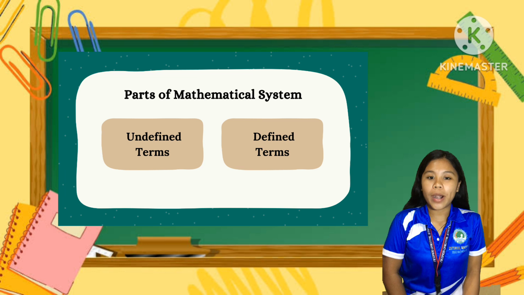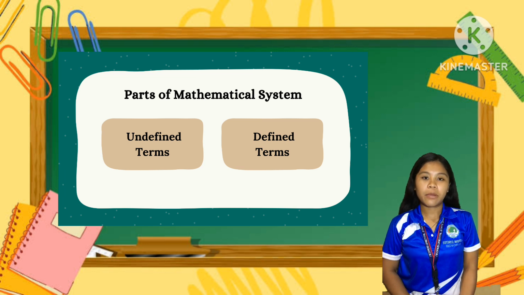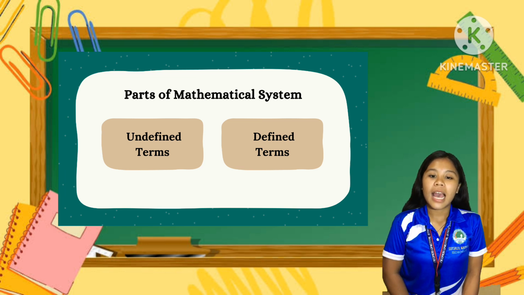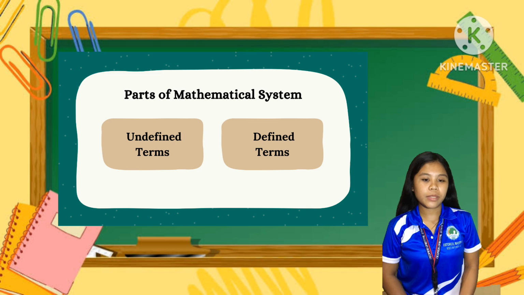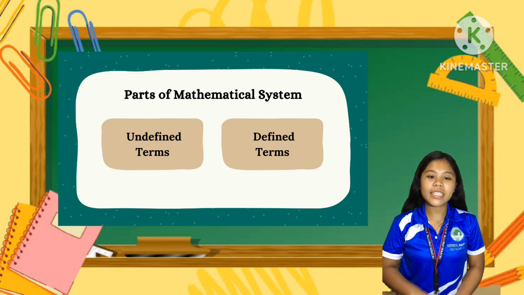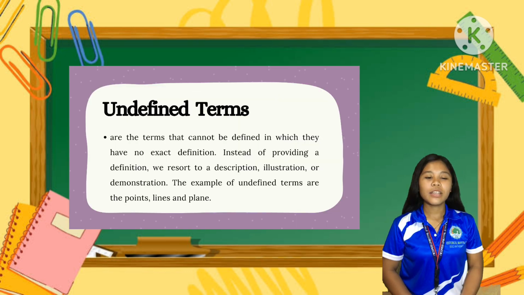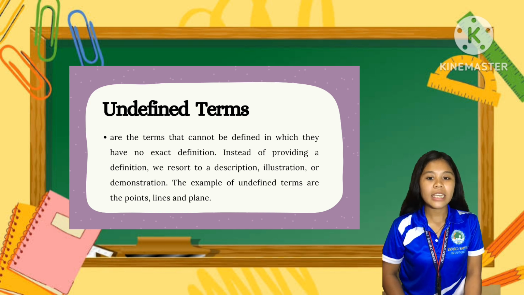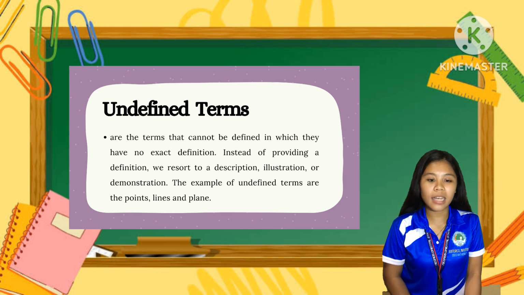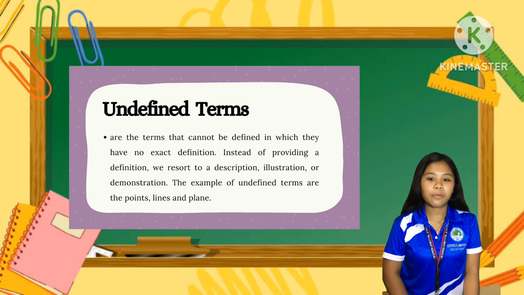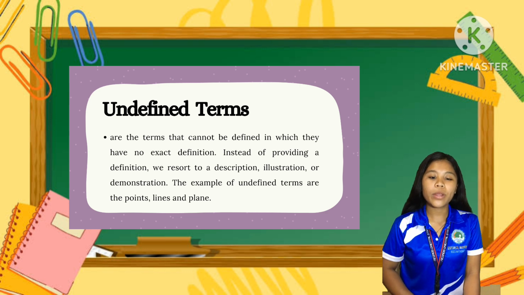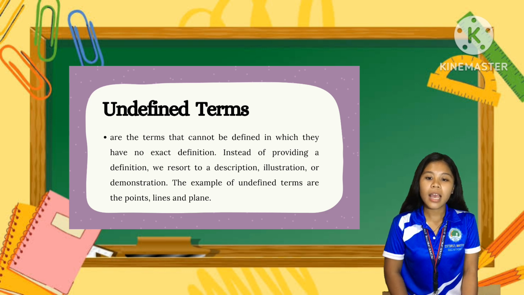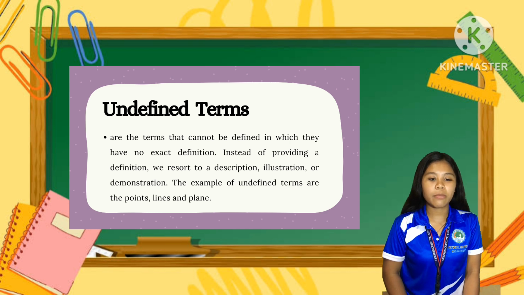So there are two parts of a mathematical system. First is undefined, and second is defined terms. So let's define what are undefined terms. Undefined terms are the terms that cannot be defined, in which they have no exact definition. Instead of providing a definition, we resort to a description, illustration, or demonstration.